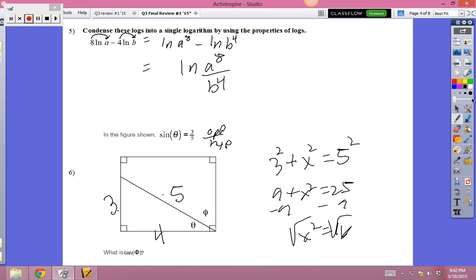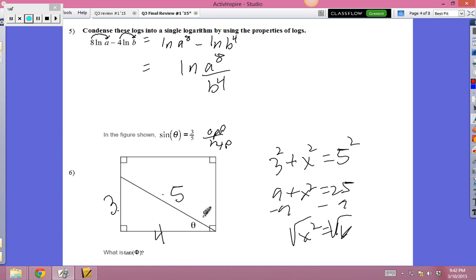This side's 4. Now, they want the tangent from this position right here. So the tangent is a fraction that's opposite on top and adjacent on bottom. And if we're going from this position, our triangle is just gonna be this one reflected across this hypotenuse. So the opposite is gonna be this side, which happens to be 4, and the adjacent is this side, which is equal to 3. So we should have 4/3.